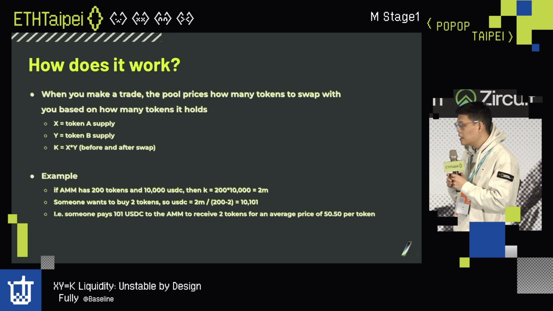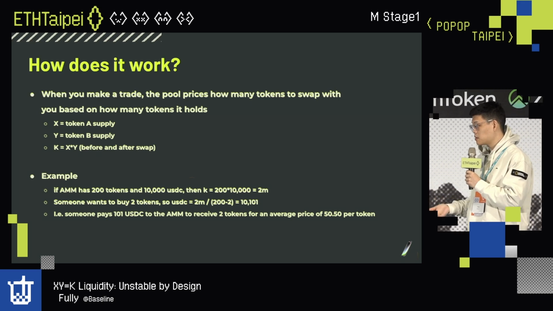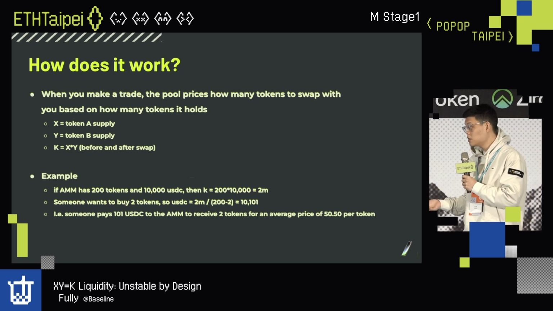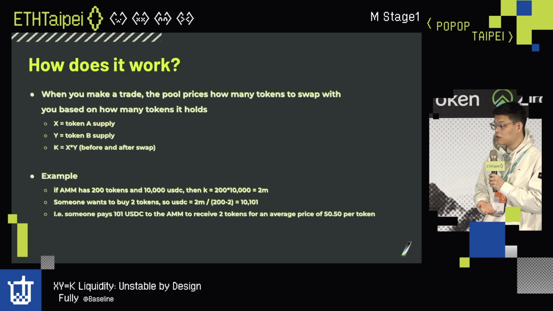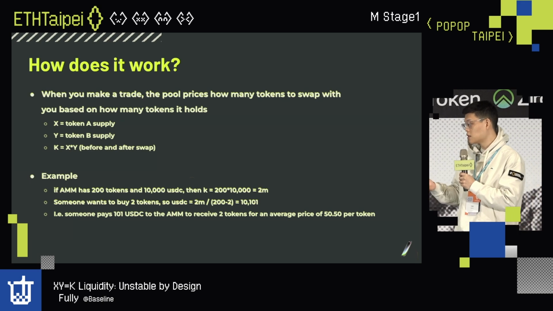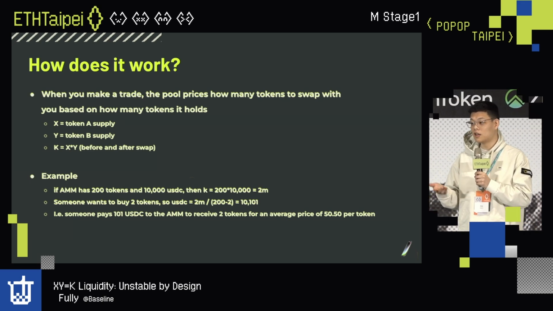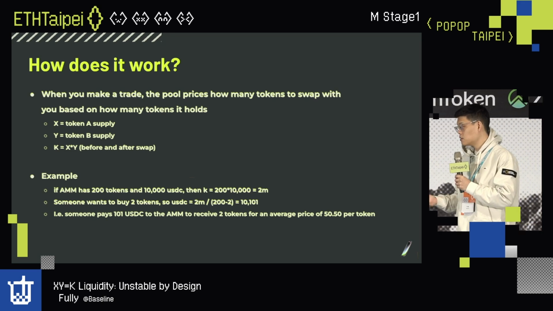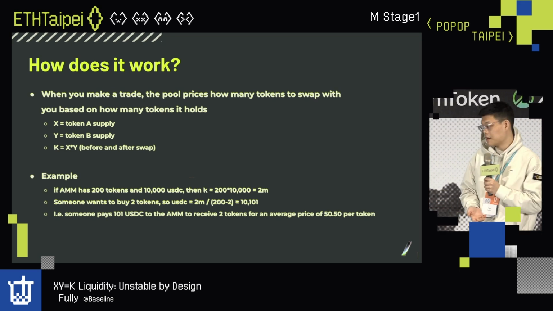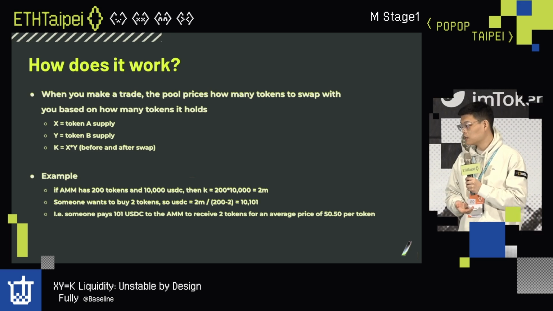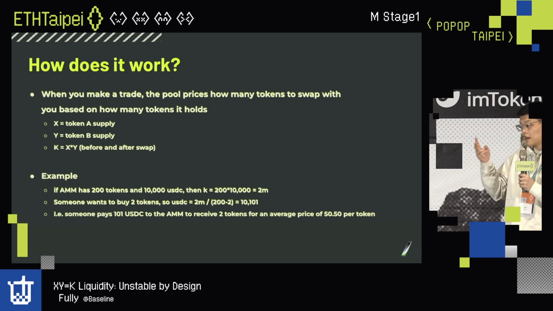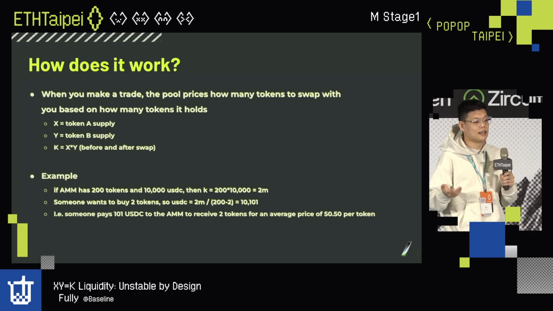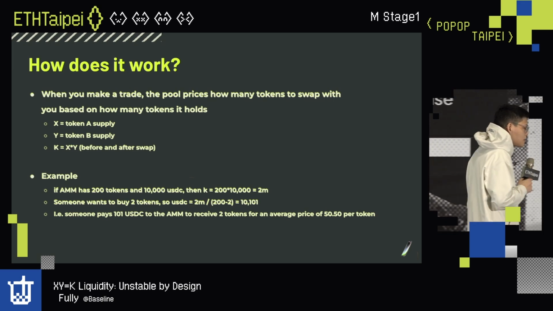For example, if we have a liquidity pool with 10,000 USDC and 200 tokens in it, then K would be 10,000 times 200, which is 2 million. If someone wants to buy 2 tokens, you take the 2 million, the constant, and divide that by 198, the number of tokens left in the pool, and you end up with 10,101. So in this example, someone would be paying $101 to receive 2 tokens from the AMM, and they would get an average price of about $50.50. And that's generally how it works.